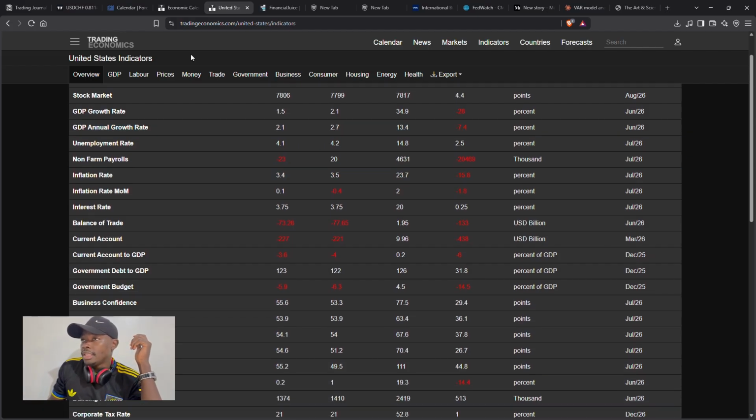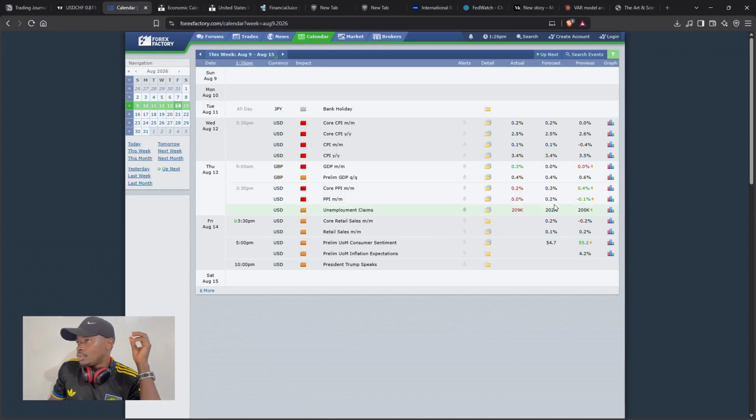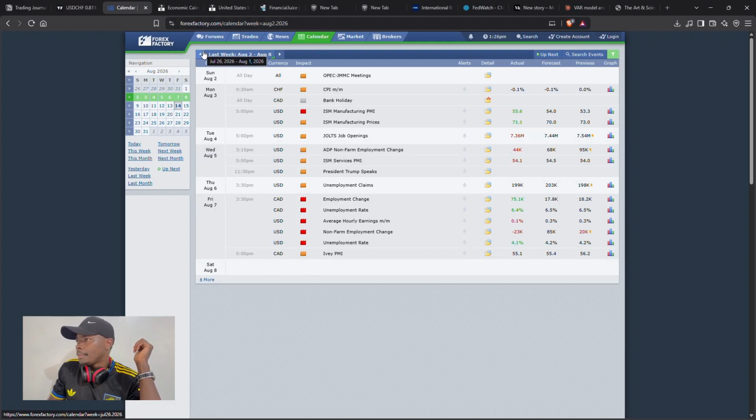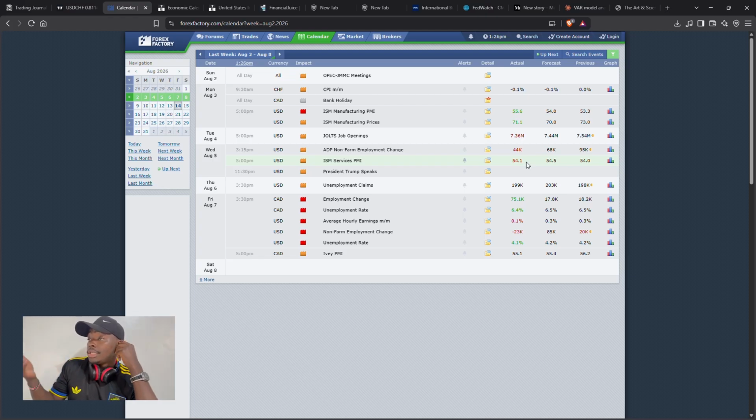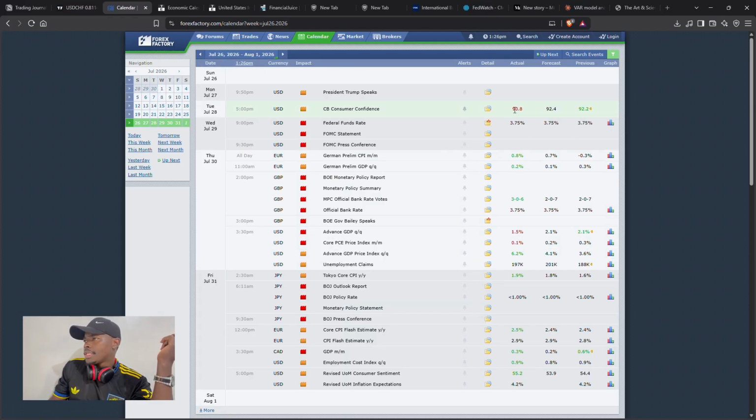This is also reflected in the PMIs. Let's jump to Forex Factory and look at the previous PMIs. You can see the services PMI stands at 54.1, and the forecast was 54.5, so it came in a bit softer. But the manufacturing PMI came in higher, so that was on the opposite side. If we also look at consumer confidence, the previous number was 90.8, which is lower than expected.